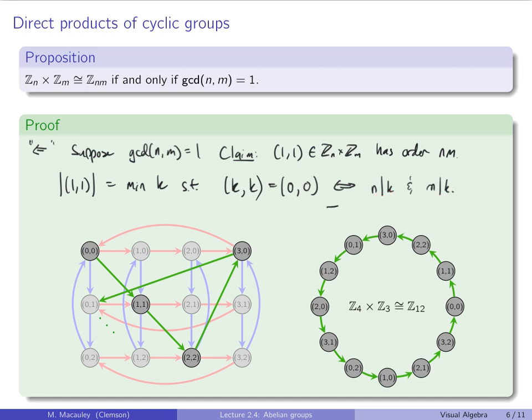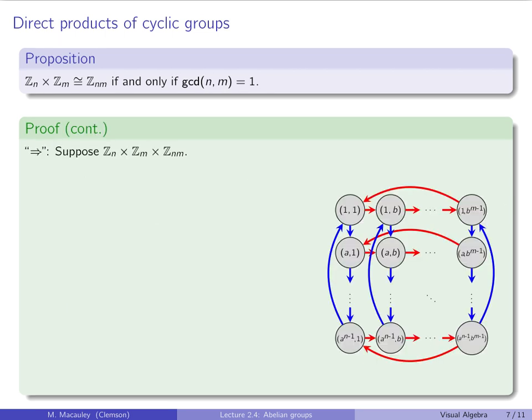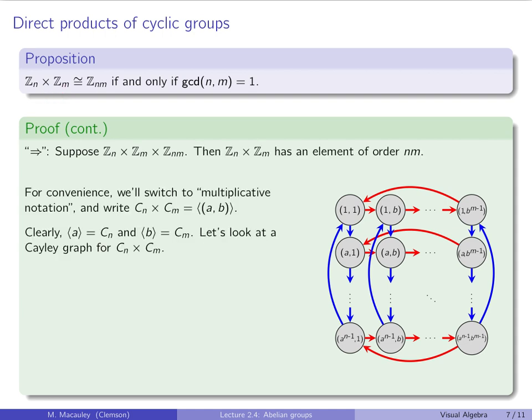So thus, k equals LCM of n and m. Since they're co-prime, that's nm. Remember, the LCM is n times m divided by the GCD, which in this case is 1. So that finishes that direction. Let's now do the forward direction. Suppose that Zn cross Zm is cyclic of order nm. That means it has an element of order nm.